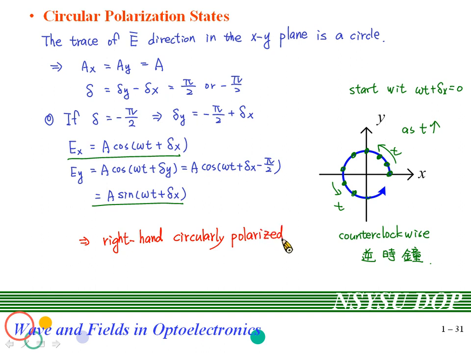Okay, so use your thumb as the direction of the wave, the direction of k, and you will find that your fingers are in the counterclockwise direction. As a result, we call such kind of wave a right hand circularly polarized wave.